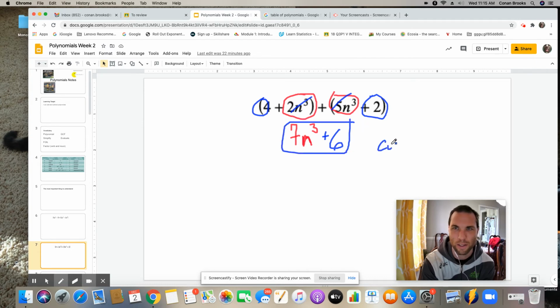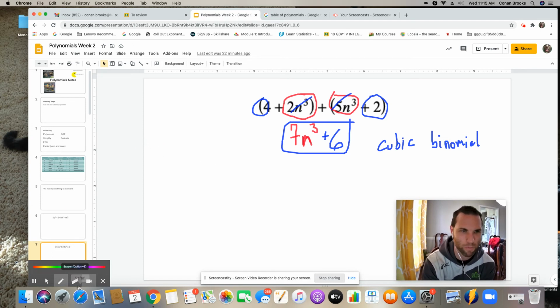What is this? This is a cubic, but it's not a trinomial. It is a binomial because there's 2 parts. Okay, is there another way to do this? Of course, there's a million ways to do this. Let me show you one more real quick, okay?